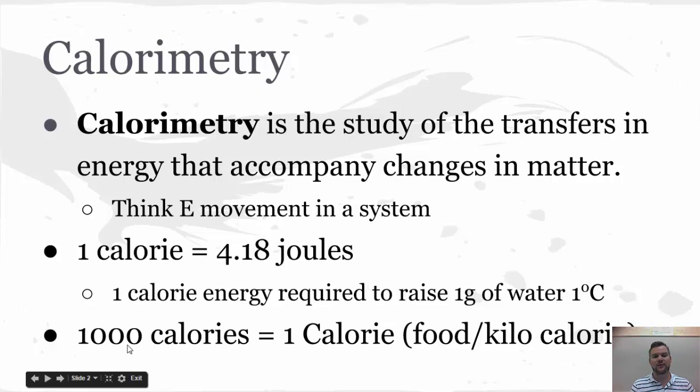And then 1,000 little c calories are going to be equivalent to 1 big C calorie, which is also known as a food calorie or a kilocalorie.